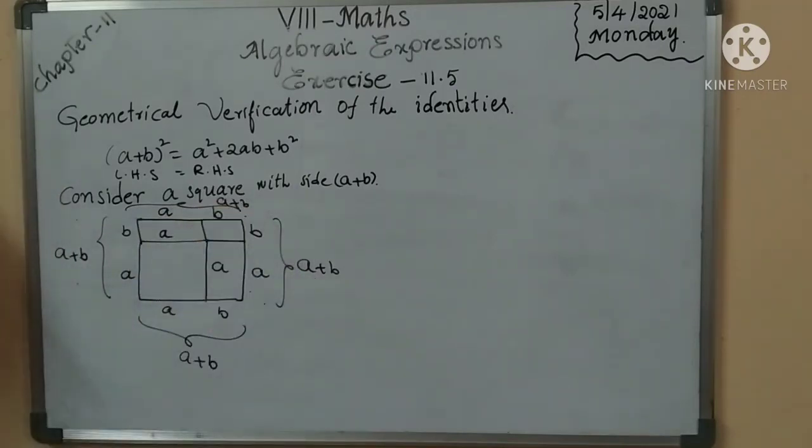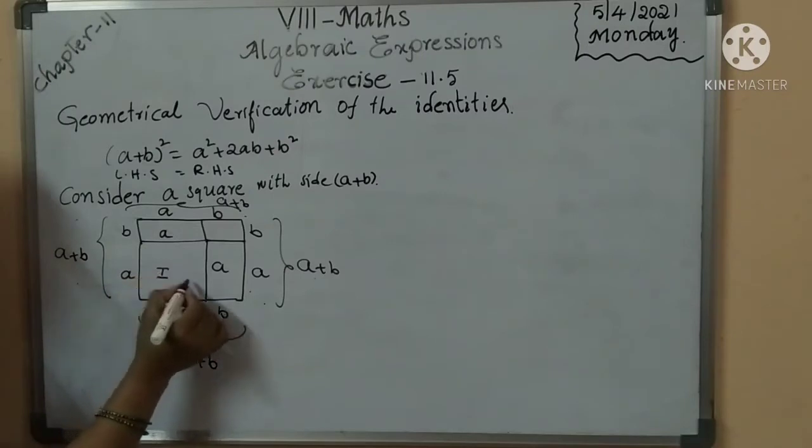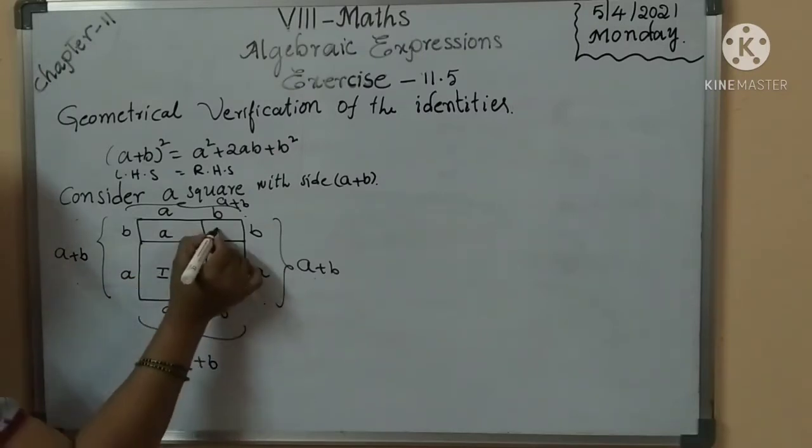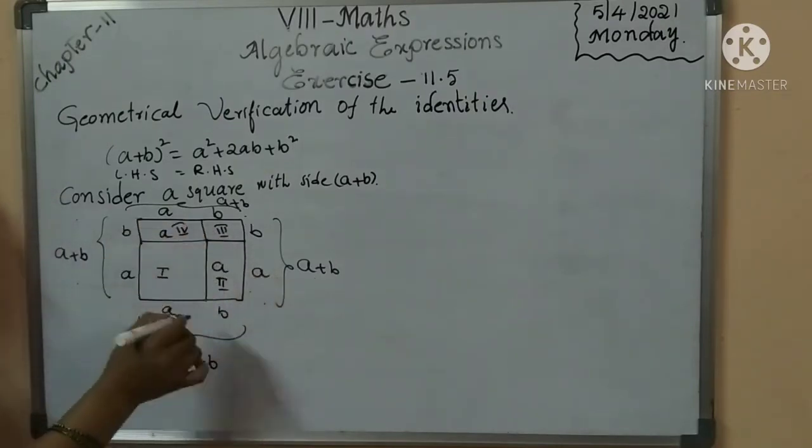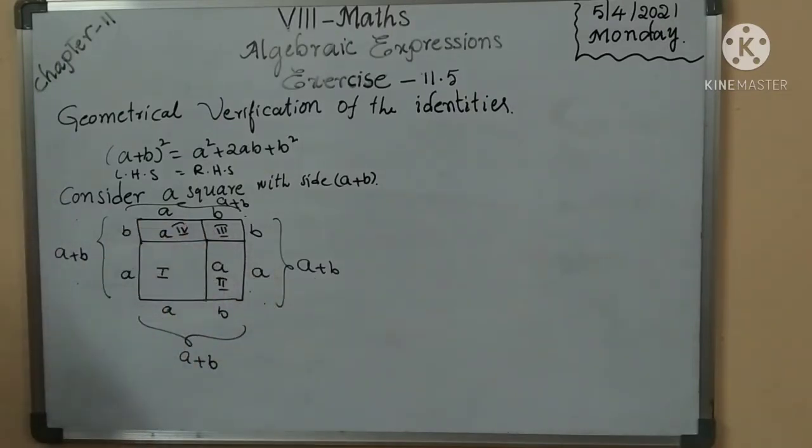Understand, children? So here it is the first region, the second region, the third region, and the fourth region. So the square is the total. How many parts are divided? Four regions are divided, four parts of region divided.